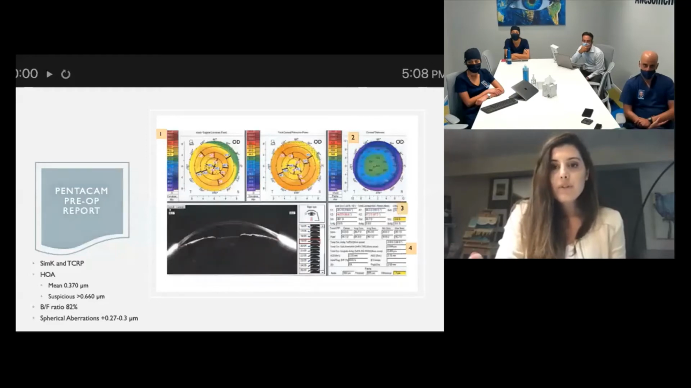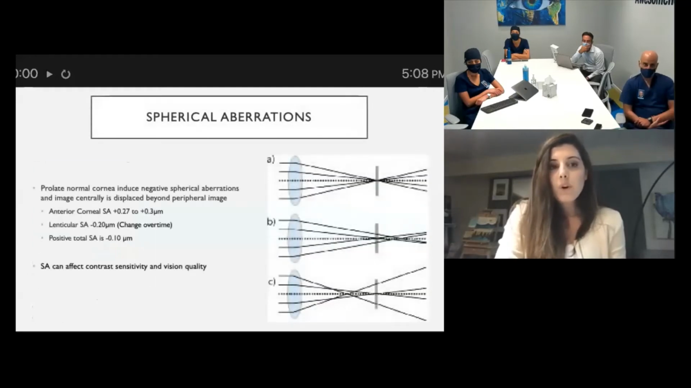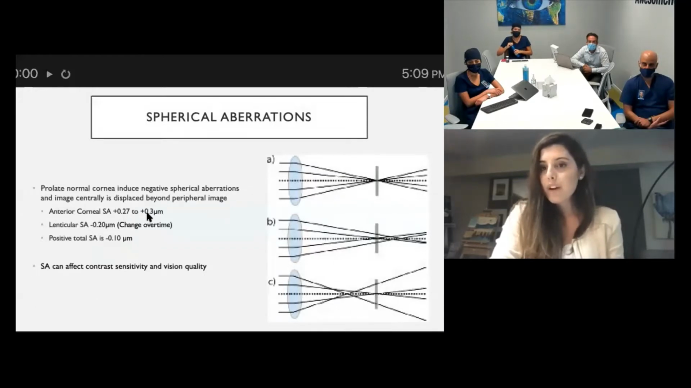The spherical aberrations first are, as we all know, because the cornea is a prolate cornea and it is steeper in the center than in the periphery. The images are more displaced centrally than peripherally, and you end up with something that looks like this picture, where the images are not totally focused on the same retinal spot. And usually the anterior cornea has a spherical aberration that is stable throughout life of 0.27 to 0.3 micrometer.